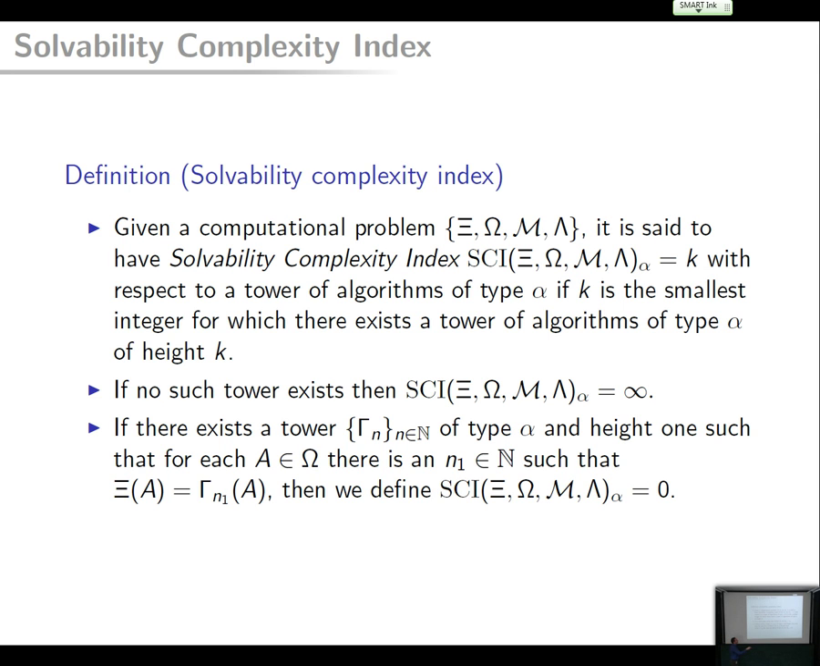If no tower exists, then the index... your algorithm halts and it spits out the solution. Zero.